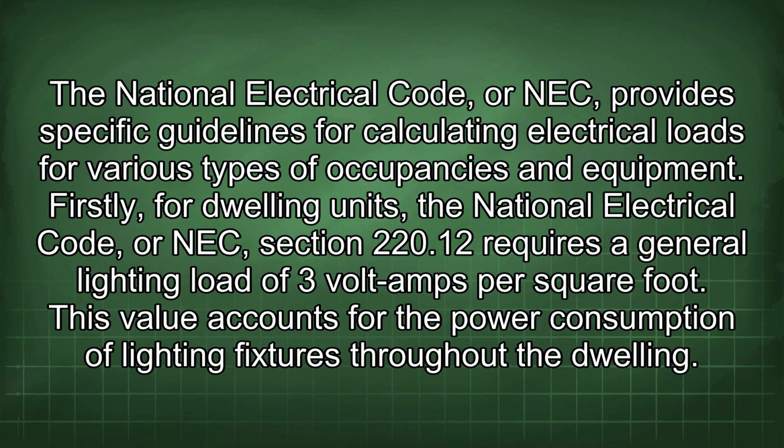The National Electrical Code, or NEC, provides specific guidelines for calculating electrical loads for various types of occupancies and equipment. Firstly, for dwelling units, the National Electrical Code, or NEC, Section 220.12 requires a general lighting load of 3 volt-amps per square foot. This value accounts for the power consumption of lighting fixtures throughout the dwelling.